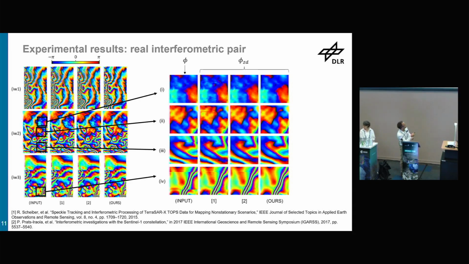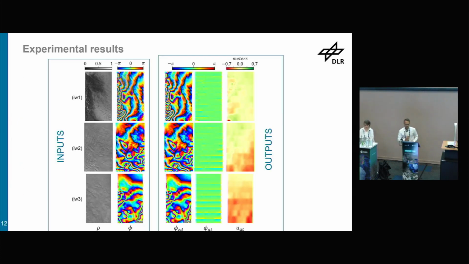tricky problems, especially here where there is a glacial flow. I'm just showing the zero Doppler phase here, and here I want to show you the final results also. I hope you can see also in the bottom the name of the variables. You can see that on the left the inputs that are the coherence and the interferometric phase. On the right the zero Doppler and the along-track phases and the along-track deformation.